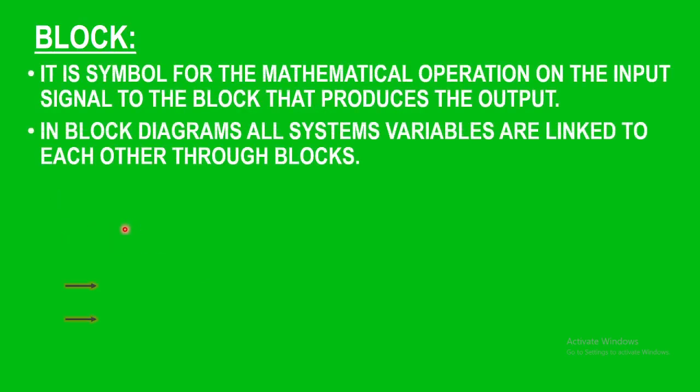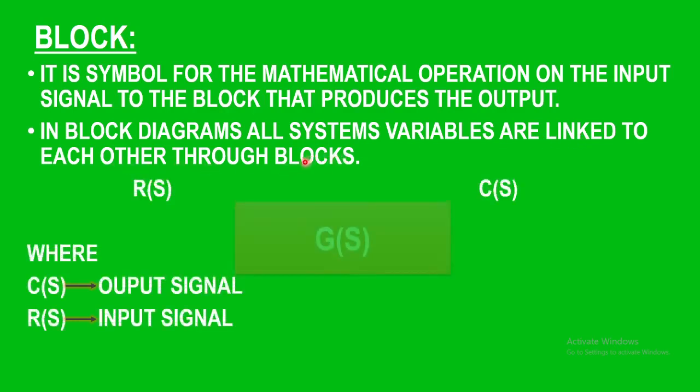If you observe the block, it is a symbol for the mathematical operation on the input signal to the block that produces the output. In a block diagram, all system variables are linked to each other through blocks. So let us see the meaning of the block.